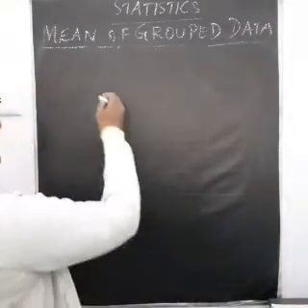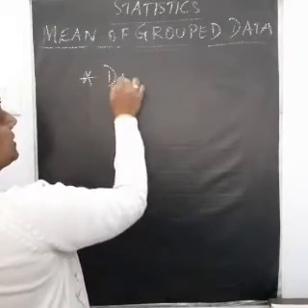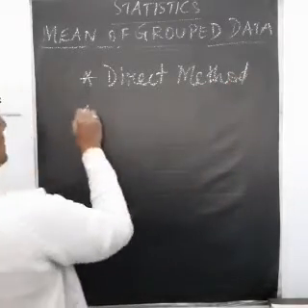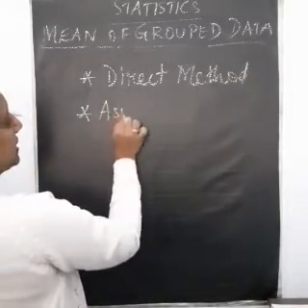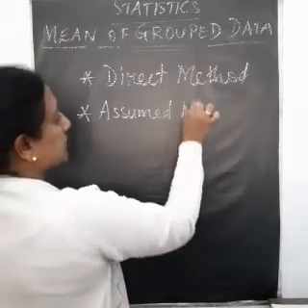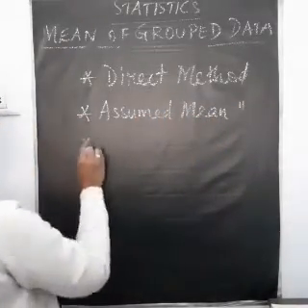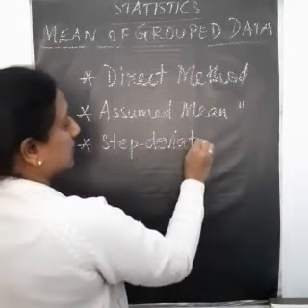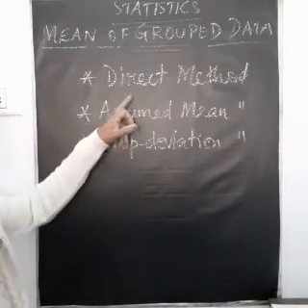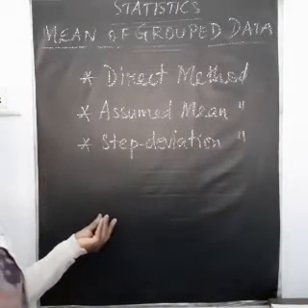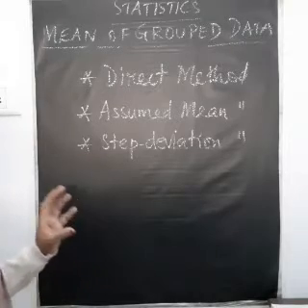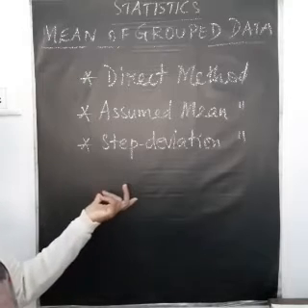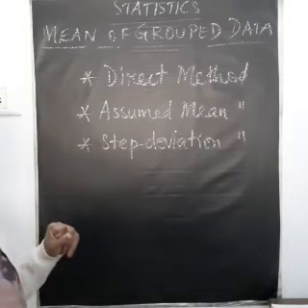There are three methods to find the mean of grouped data. The first method is the direct method. The second method is the assumed mean method. And the third method is the step deviation method. The direct method is used when we have small numbers in the sum. When the numbers are getting a little bigger, we can use assumed mean, and when there are common factors and really big numbers, we can use the step deviation method.